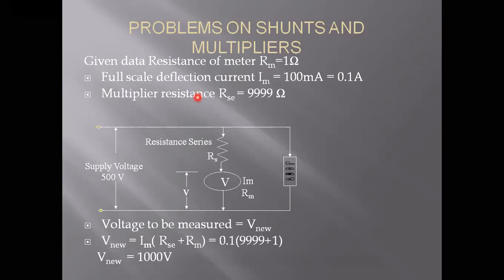Actually, if you use the meter as it is, it should be able to measure voltage up to Im into Rm, that is 1 into 0.1, which is 0.1 volt. But it is made with the help of a multiplier to measure voltage of 1000 volts.